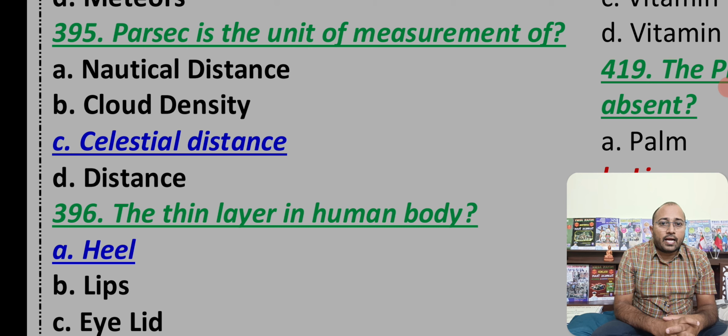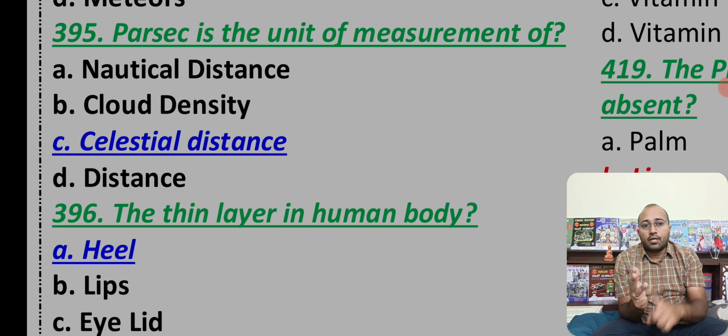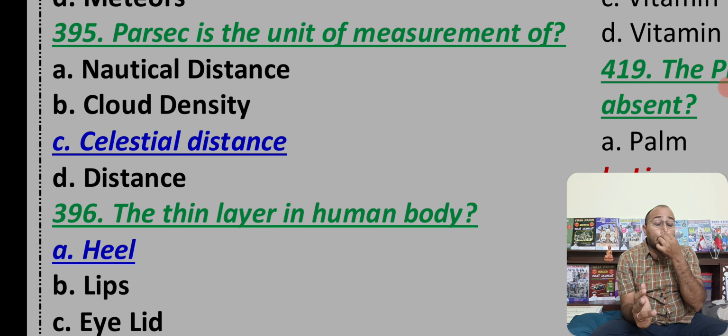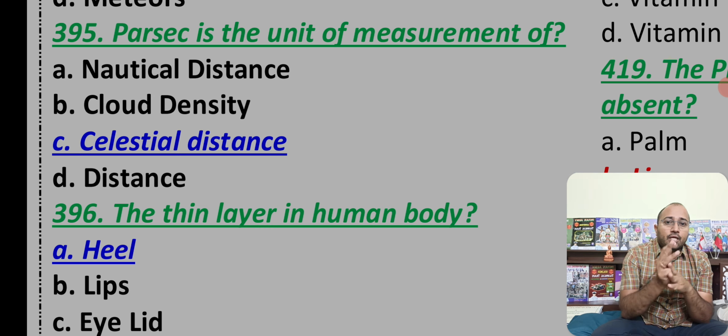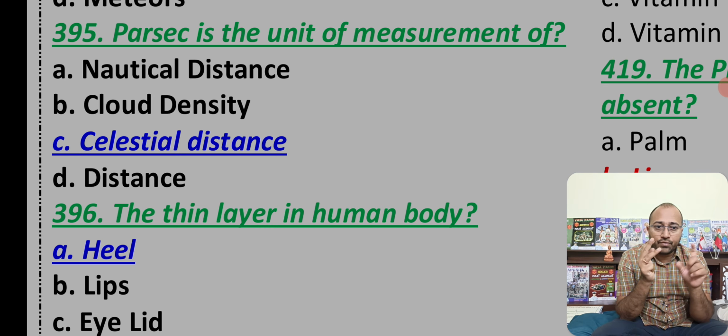Parsec means parallactic second. It's the unit of celestial distances. Nautical distances, in sea distances we used to measure nautical miles, and the speed of a boat is measured in knots, not in nautical miles. Next we have cloud density, octa, and distance is meters or kilometers.